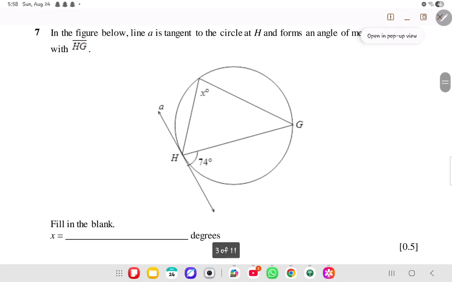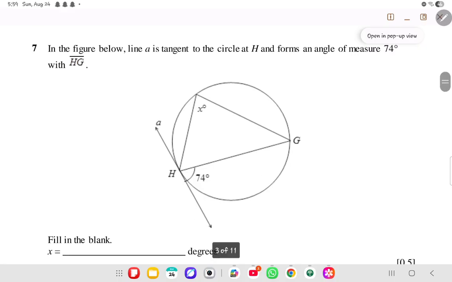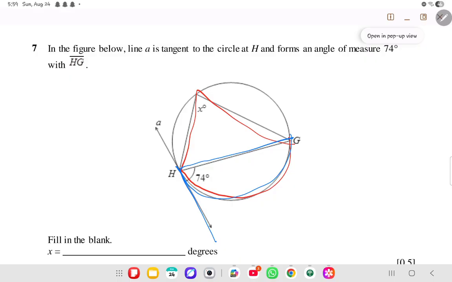In the figure below, line A is tangent to the circle at H and forms an angle of measure 74 degrees. Again, as you can see, this angle over here that they're talking about, angle X, or this angle over here, is intercepting this arc over here. So you see, the red arc is intercepted by the red angle. But then again, the blue angle is intercepting the very same arc. So because they're both intercepting the same arc, it means they will have the same angle value, which is 74 degrees.